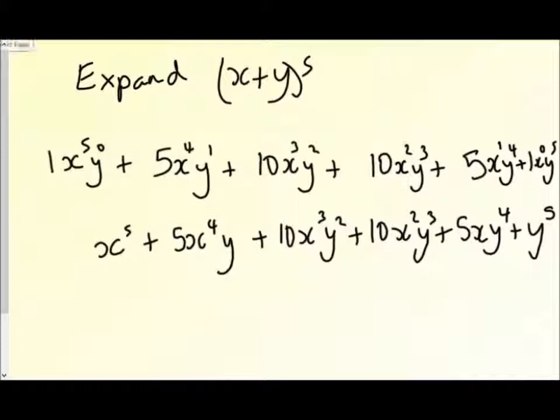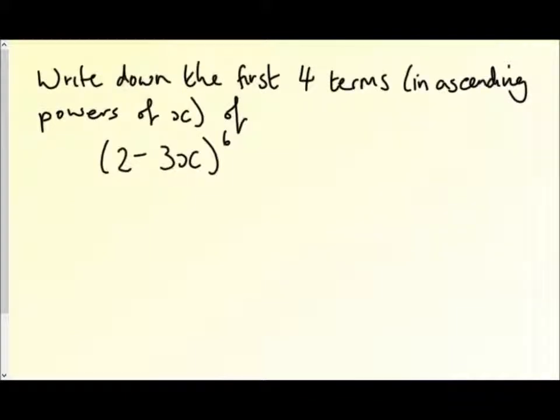Right, I'm going to try another one here. So here's the example I want to try. I want to write down the first 4 terms of this expansion here. I'm not going to write it all down, just want to see that I understand what I'm doing by writing down the first 4 terms. Well, which order is that? We're going to do it in ascending powers of x. So we're going to have a units term, an x term, an x squared term, and an x cubed term.